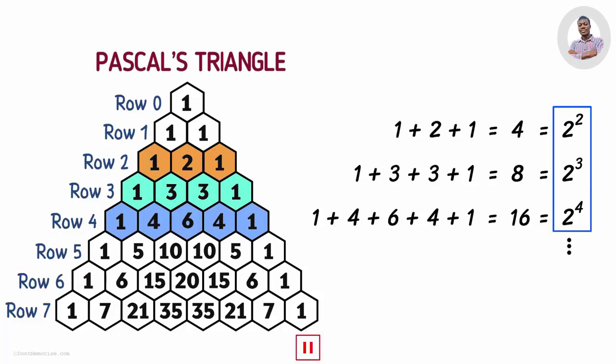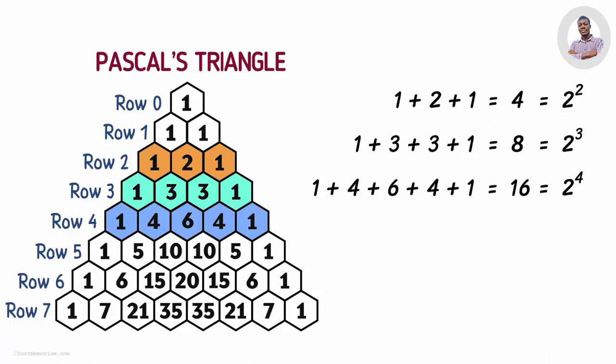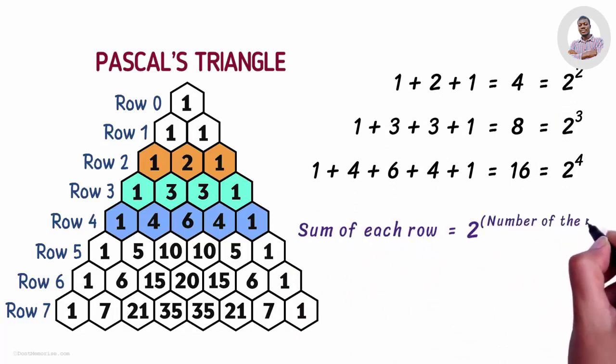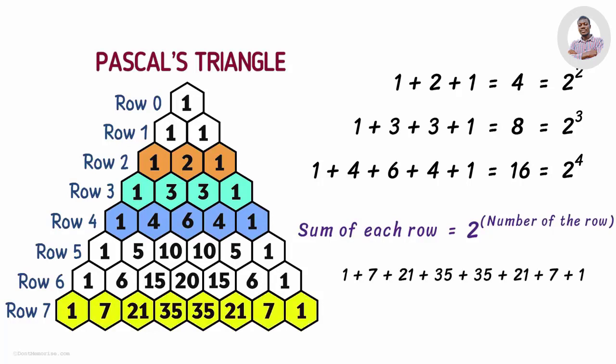Let's generalize this pattern. The sum of the row can be represented by 2 raised to the number of the row. You can check it out for any row. For row 7, the sum will be equal to 128, which is 2 raised to 7.